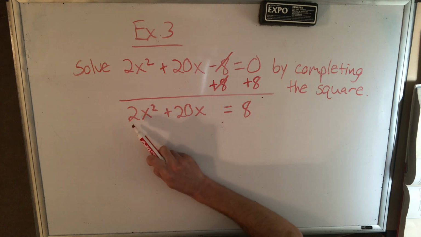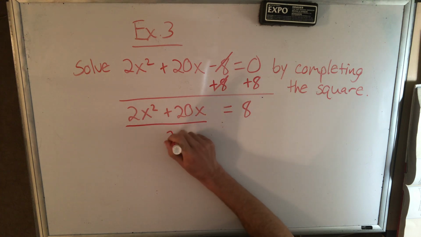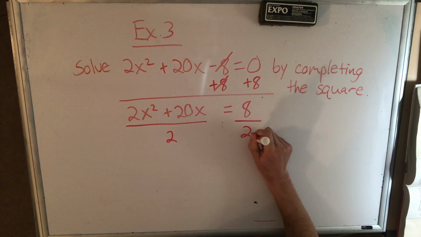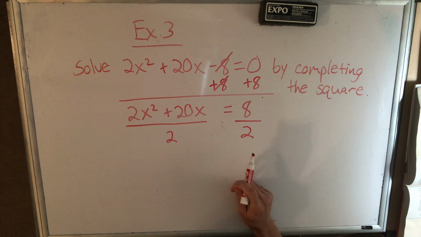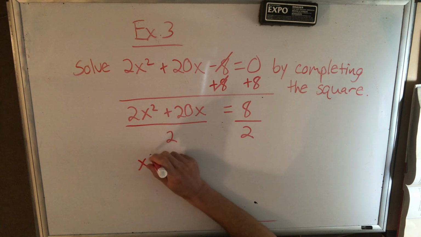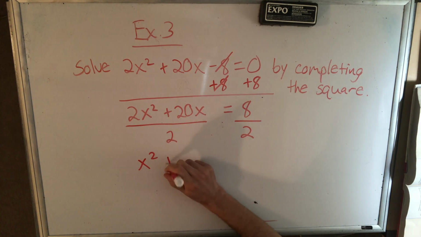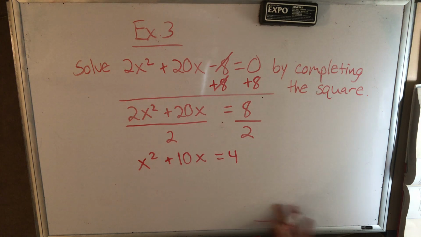Therefore, we need to get rid of the 2. And to do that, we divide each side by 2, which means each term gets divided by 2. 2x squared divided by 2, the 2's cancel out to get x squared. 20x divided by 2 is 10x. And then 8 divided by 2 is 4.